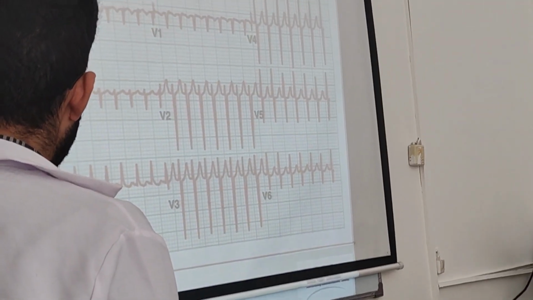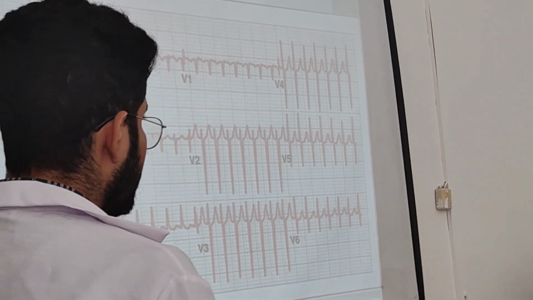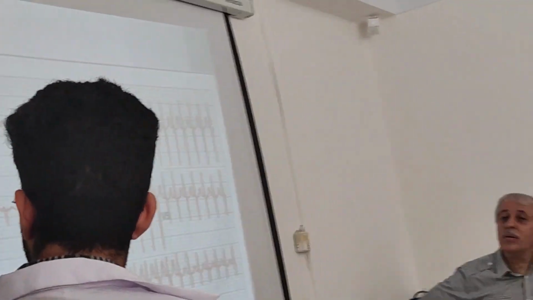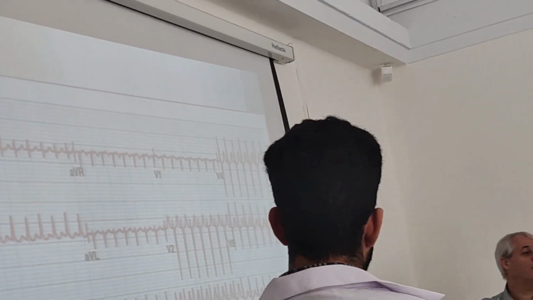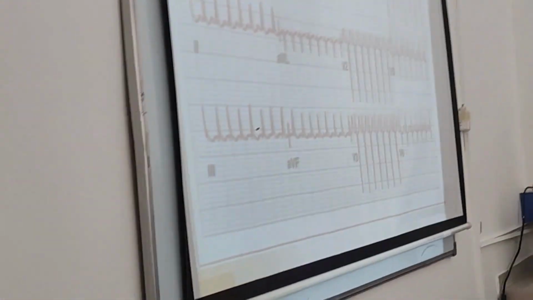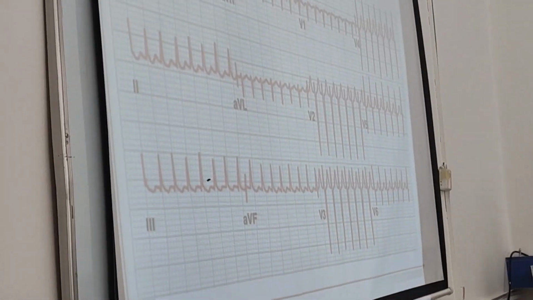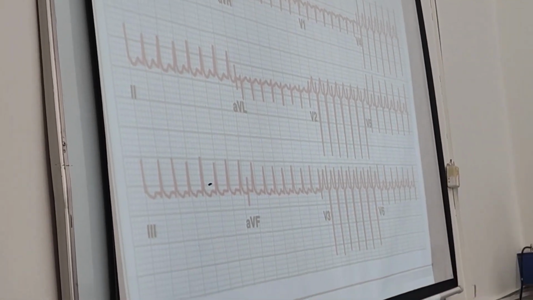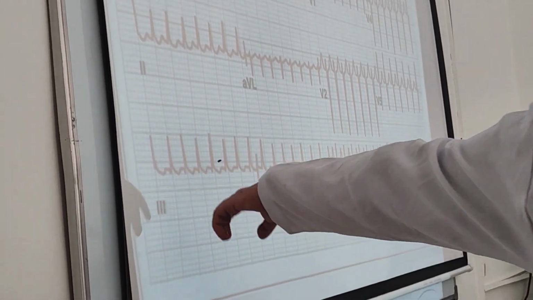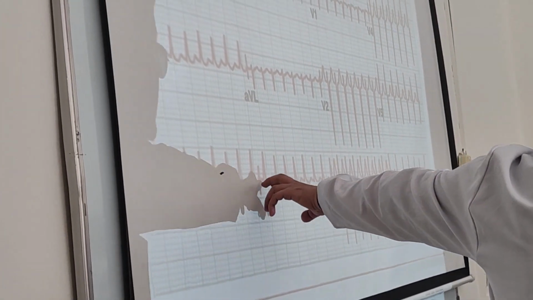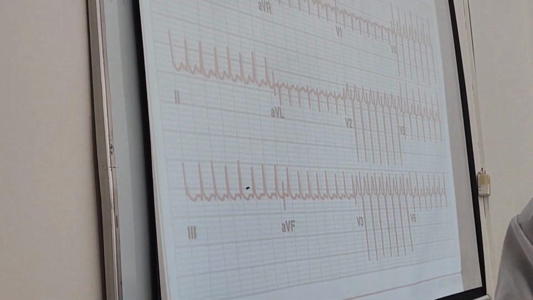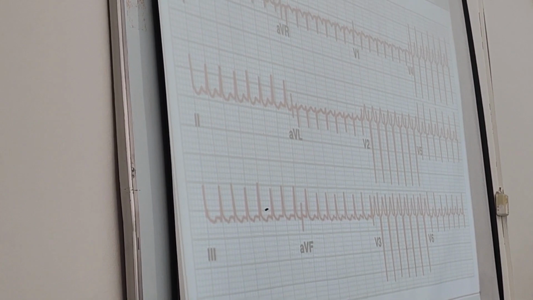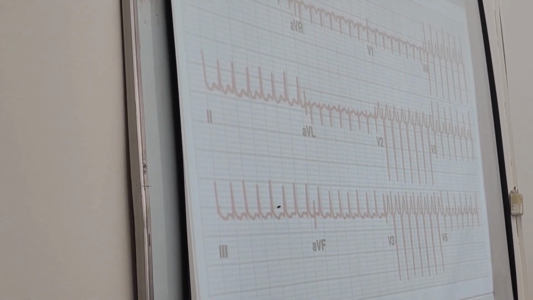How many middle-sized squares can you find between two beats, or even just one? See, 300 over 1 means the heartbeat is 300 beats per minute. But the space lessens between each beat, right? This is a complete square less. So a very big difference is not very important.